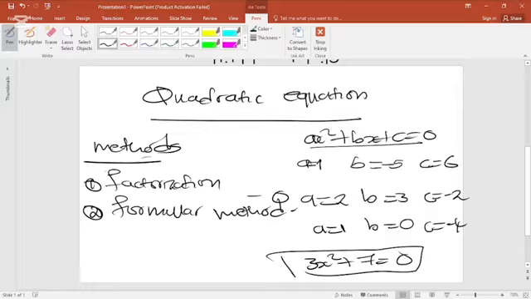In this video, we are going to end here. In the next video, we are going to do a couple of examples on quadratic equations.